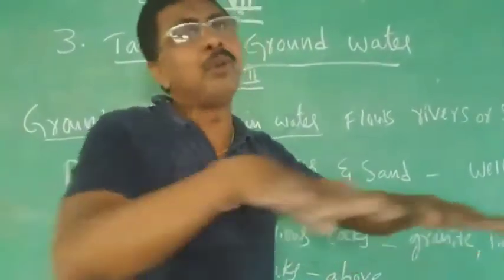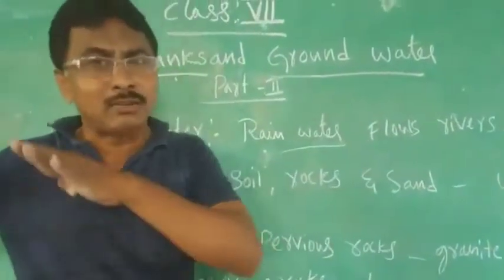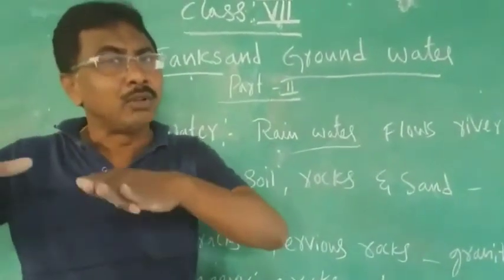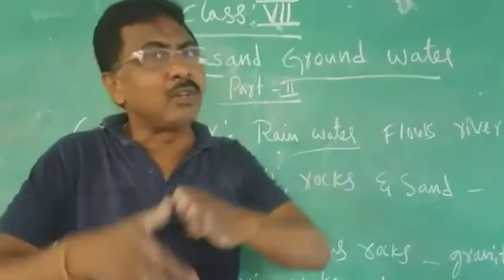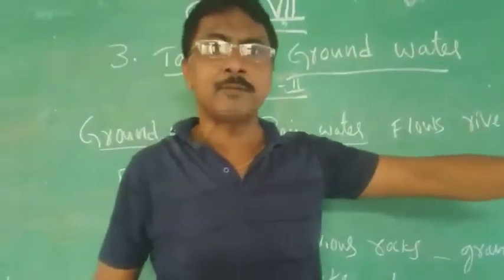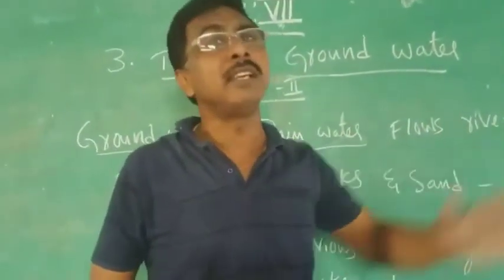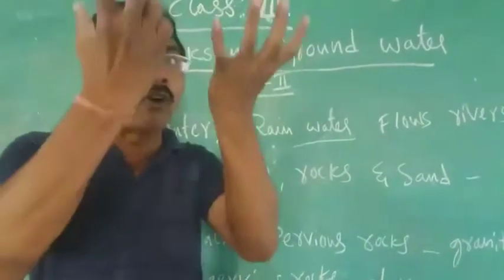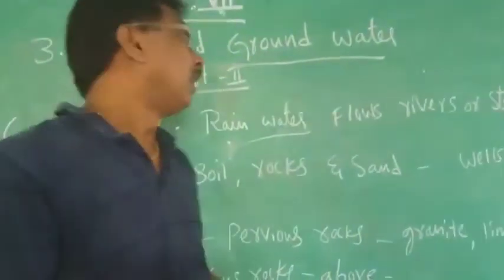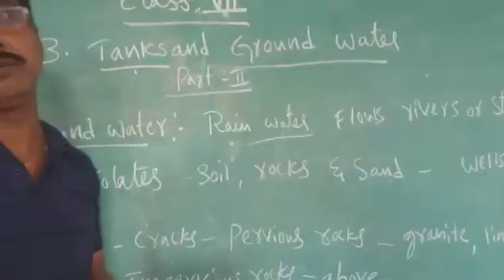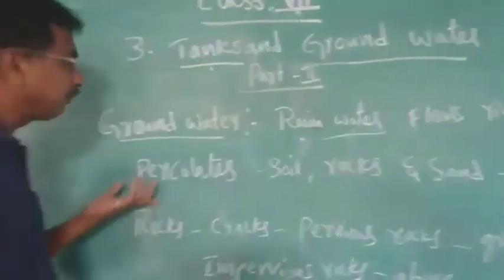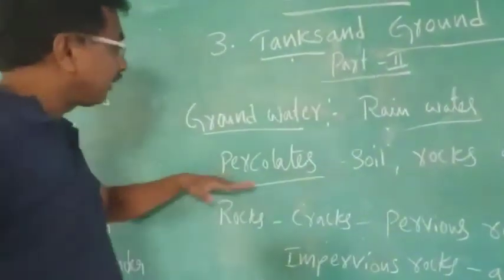The rainwater is flowing, and that flowing water on the ground, some part of it goes and joins the rivers, the streams, and the lakes, and some water percolates inside. Some water sinks inside the soil. It goes inside the soil.